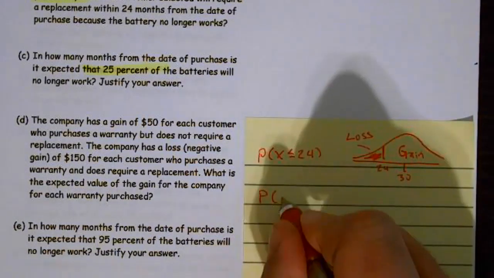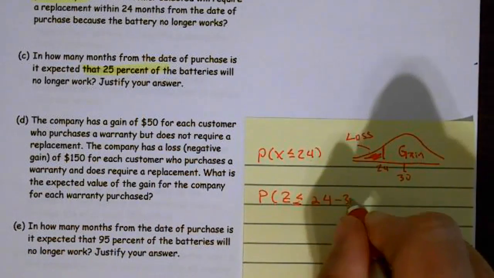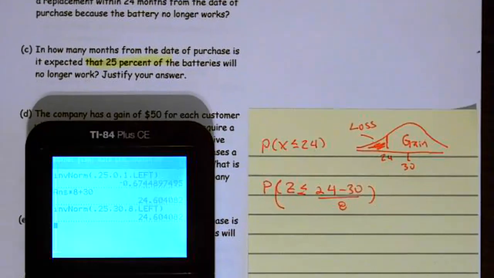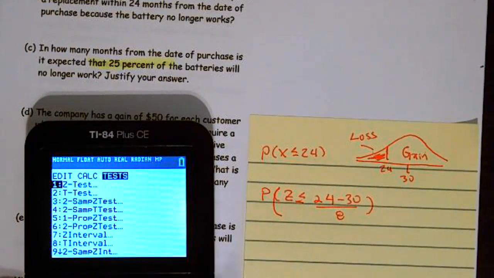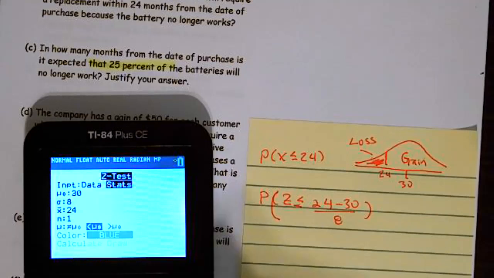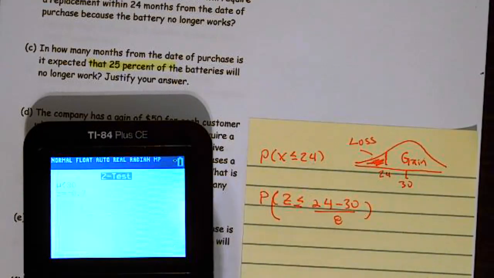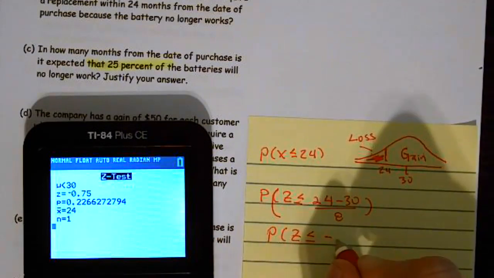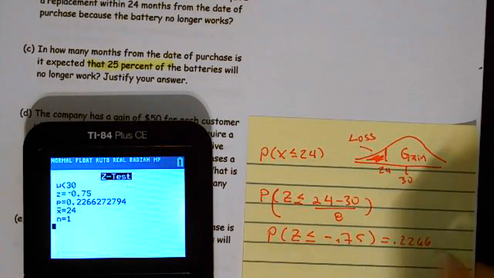So that's the probability that Z is less than or equal to 24 minus 30 over 8. Now we already have all this part above, but I'm still going to redo it just in case. So second vars, norm, stat, test, z-test. Press enter. 30, 8, 24. The 8 was our standard deviation. And we end up getting the probability that z is less than or equal to negative 0.75 equals 0.2266.